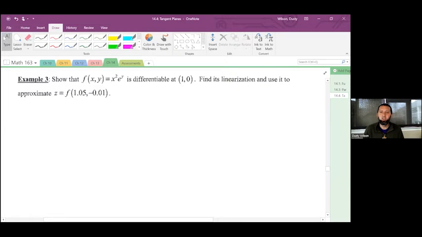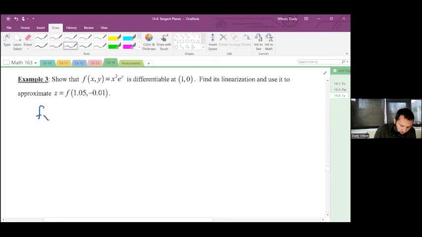Example 3. Show that f of (x, y) equal to x squared e to the y is differentiable at (1, 0). Find its linearization and use it to approximate z equals f of (1.05, negative 0.01). So if we want to show that f is differentiable, we simply need to find its tangent plane approximation. To do that, first we will find the partial derivatives.